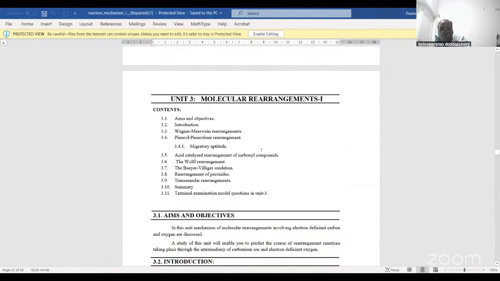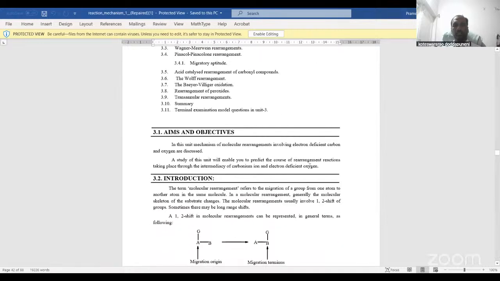Okay. Now coming to the rearrangement reactions, molecular rearrangement reactions. In this rearrangement, whatever intermediates we have discussed in the previous class and today's class, several rearrangement reactions are involved in these intermediates. Based on these intermediates, we are going to discuss some rearrangement reactions here.